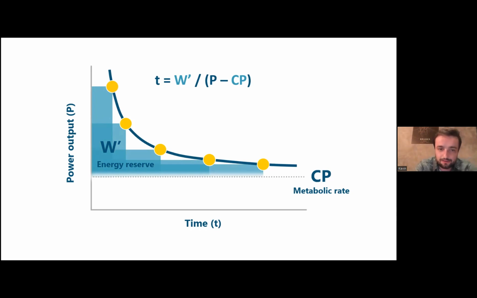So it's a fixed amount, and you can already see it. It's an energy reserve. It's a fixed amount of work, of energy that you can perform once you go above that critical power. So the power duration relationship is defined by those two parameters: critical power, the metabolic rate, the asymptote, and that fixed box below the curve, the fixed energy reserve, which we call W prime.